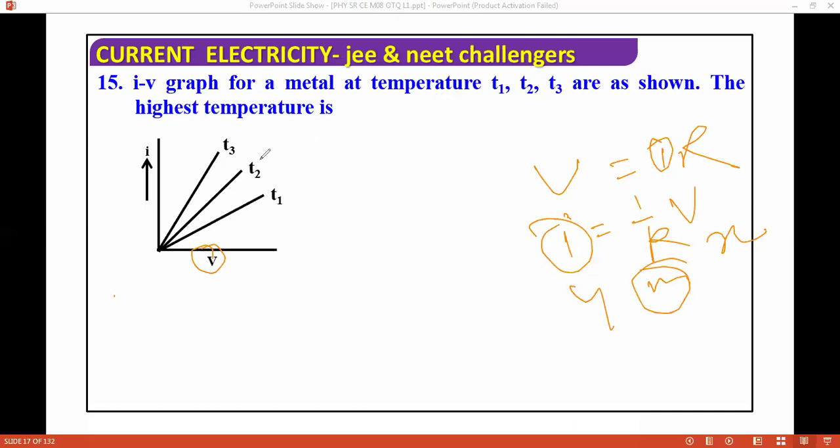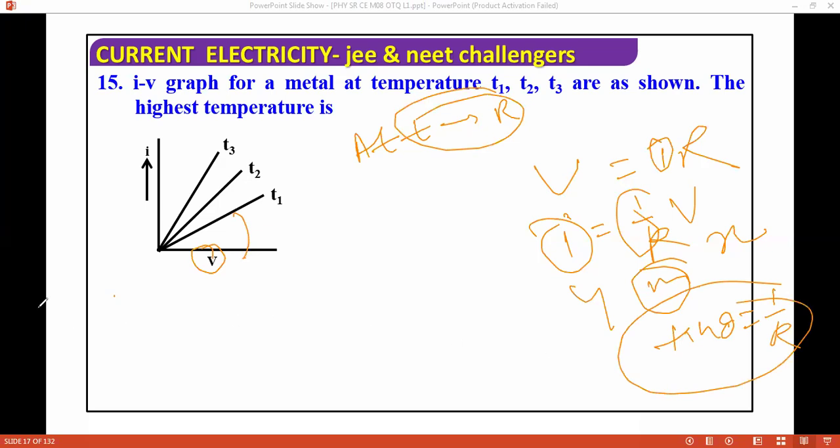Which of the following is the highest temperature? At a high temperature, resistance is high, you know. Combine this relation with this: the slope will give 1 by R. Tan theta is here, 1 by R, not R. So take the reciprocal and use both concepts, you will get the answer. So options I'm giving you here. If you do this, T1 will come. I hope you understood the concepts.